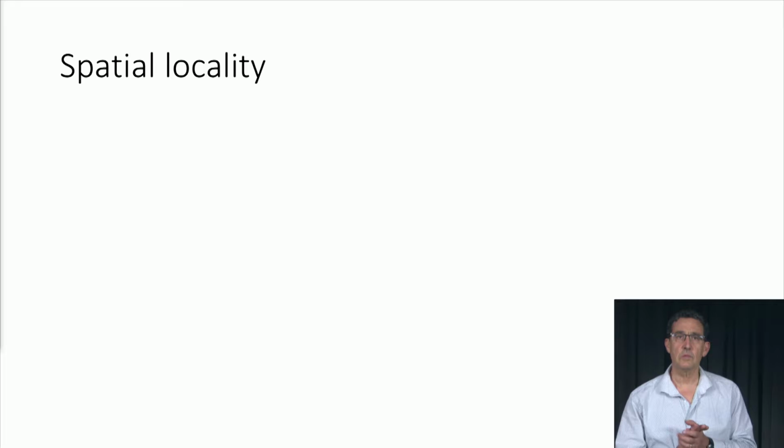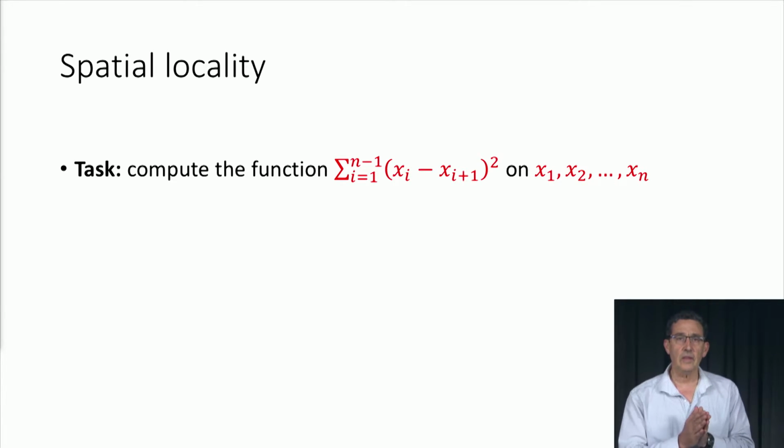On the other hand, we have spatial locality. What is that? That is the type of locality where you don't access the exact same element, but the next element and the next element and the next element. You access elements that are close to each other. That's called spatial locality. So suppose that we want to compute now a different function. We want to basically compute the square of the difference between consecutive pairs of xi. So xi minus xi plus 1, and so on.